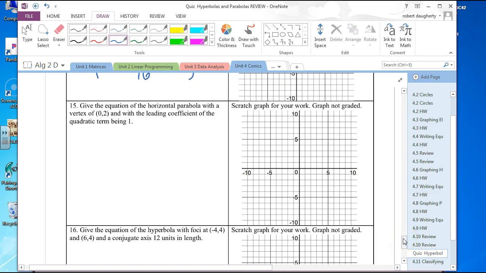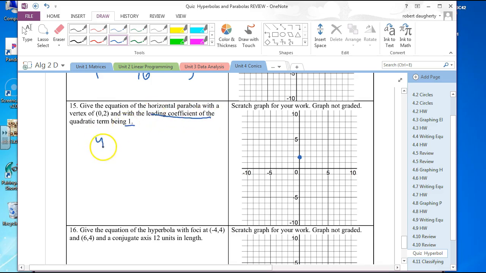Number 15, give the equation of the horizontal parabola with a vertex of 0, 2, and a leading coefficient of the quadratic term being 1. Vertex 0, 2, right here. It's horizontal. That means it's going to open either left or right. But the leading coefficient is 1.